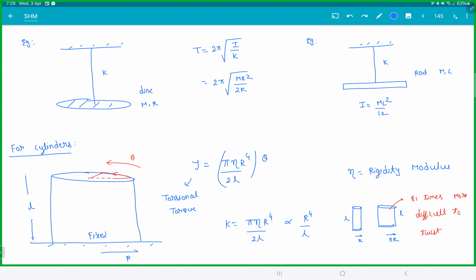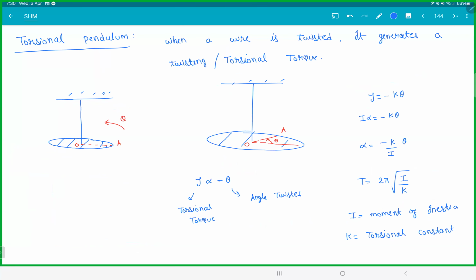In the exam, you may see a question like that. Someone is using a wire of length L and radius R, and another wire of length 2L and radius 2R. Then find the torsional constant. Then we have to use this. That's it. Torsional pendulum, there's nothing much there.